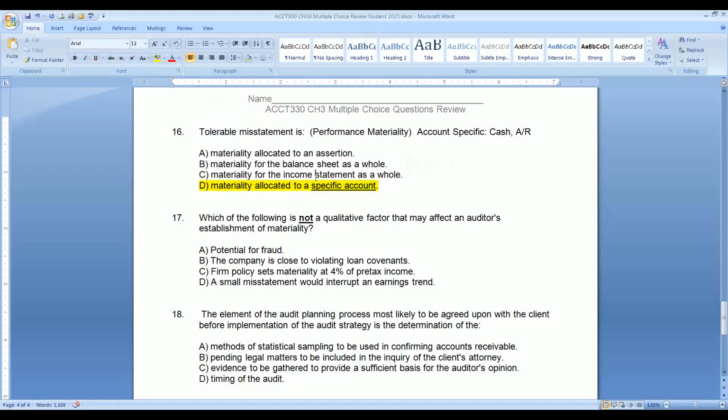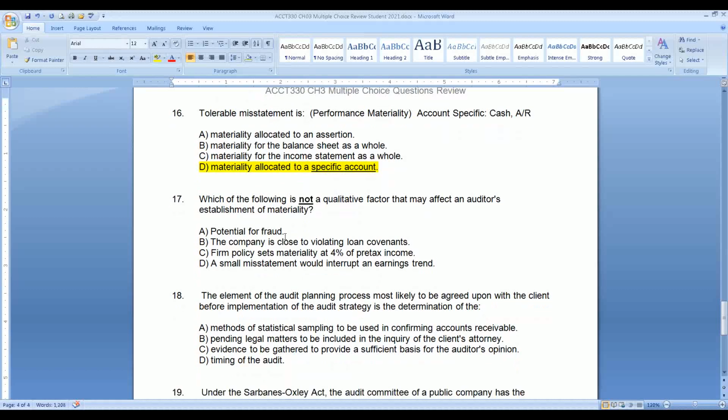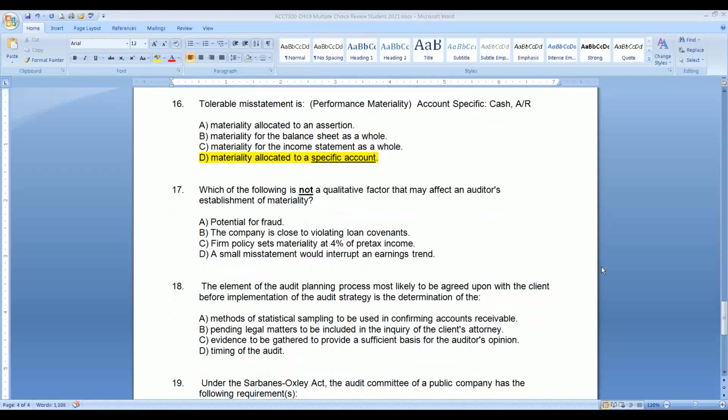And this is virtually always going to be less than the total materiality. You may say it can be misstated by 100,000, but for this account, maybe it's 5,000 or 10,000. Like that. Okay, you guys are doing great here.